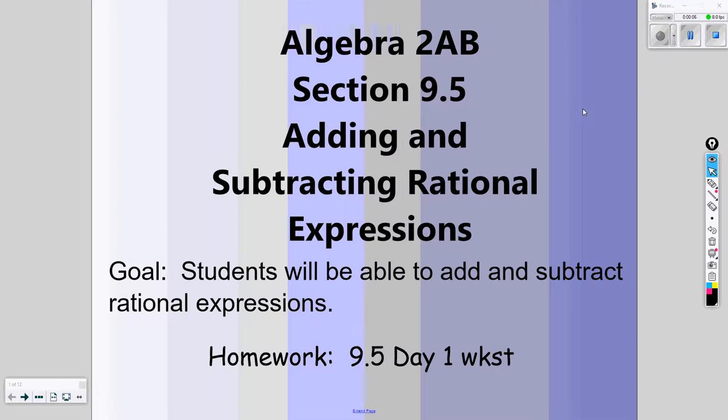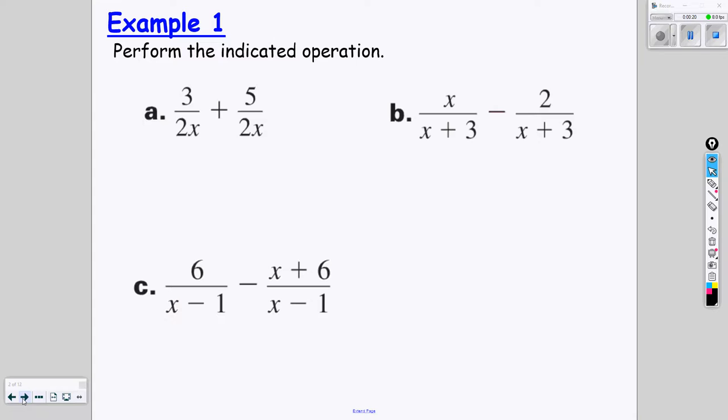Today in the rational functions chapter we're going to talk about section 9.5, which is adding and subtracting rational expressions. This section is going to be much more lengthy than the previous two sections. Alright, so let's get into it. Of course we're going to skip some examples as we go, but to start out in example 1 we're going to do each one of these.